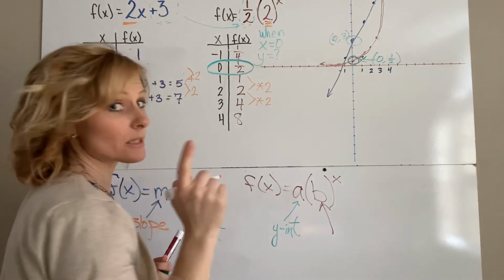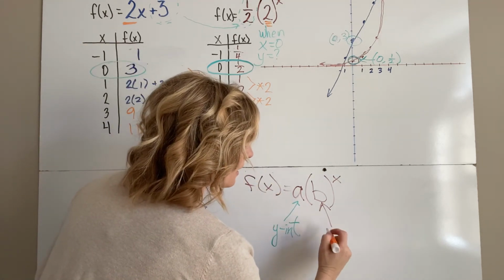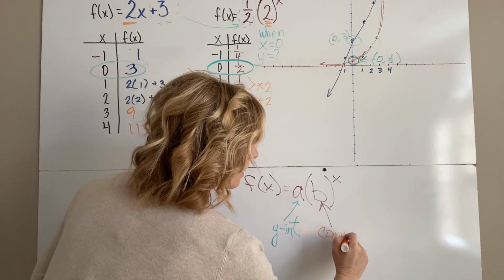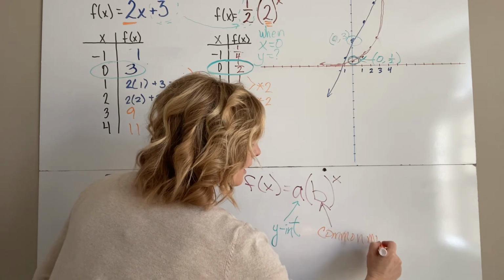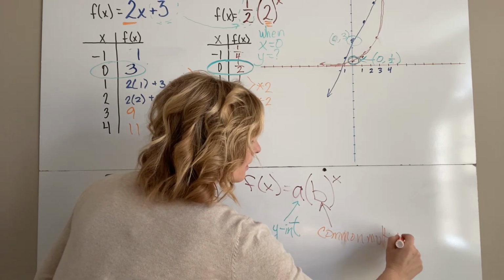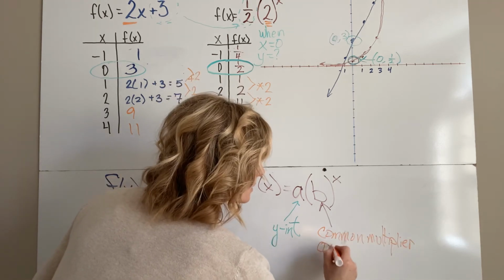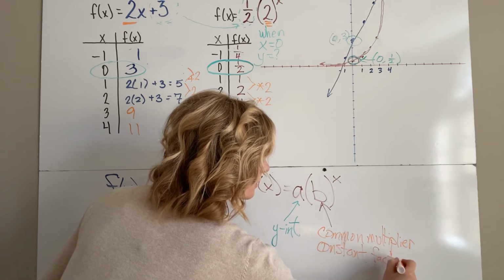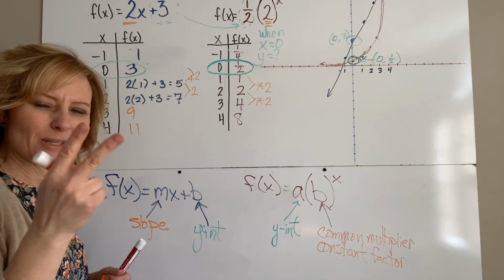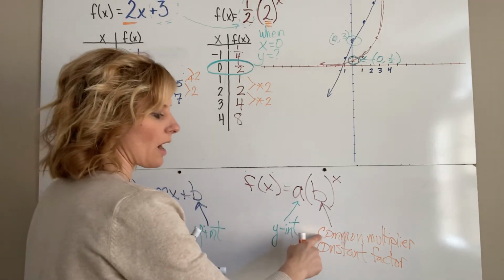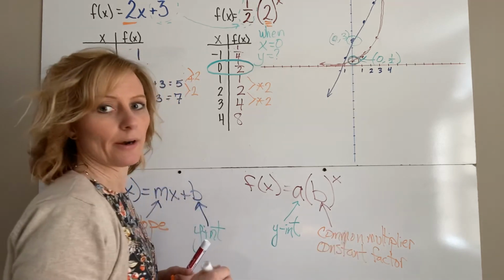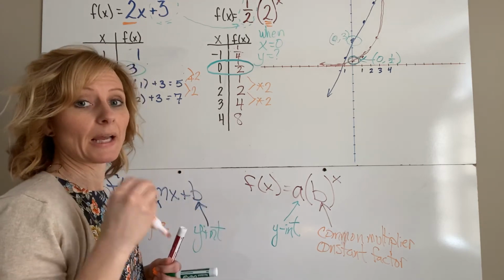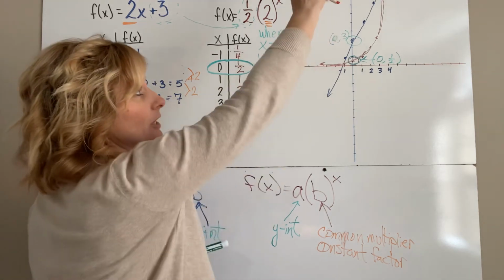So this right here isn't the slope. Remember, it's the common multiplier or constant factor. Okay? Sometimes they do different combinations of these two words. They'll say common factor, they'll say constant multiplier. Any combination of the two is just fine, all right? The idea is that we're multiplying something again and again and again. And that's what causes that really sharp increase, right?